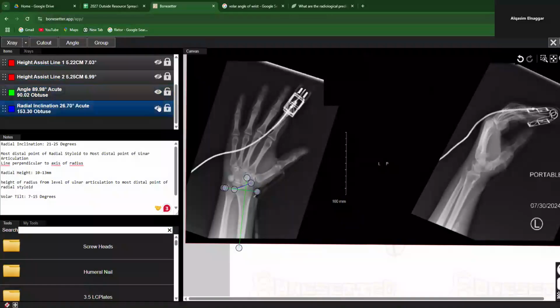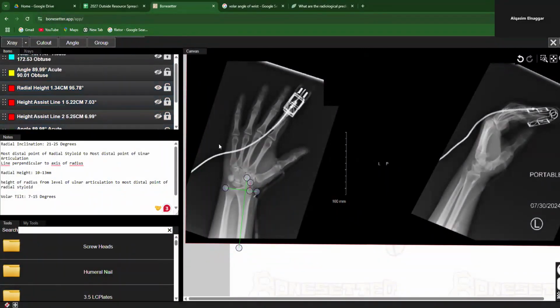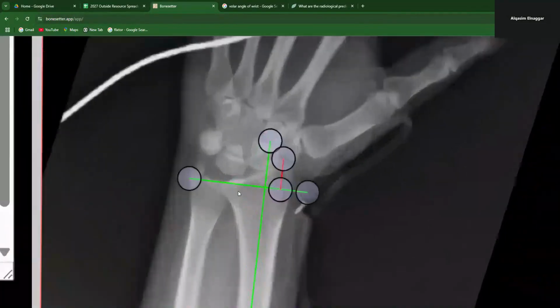So next we're going to be talking about radial height. Radial height is a line from the level of the ulnar articulation, which is right here, to the distal point of the radial styloid. A normal radial height is between 10 and 13 millimeters, and it's essential for ensuring proper alignment and load-bearing distribution on the wrist.